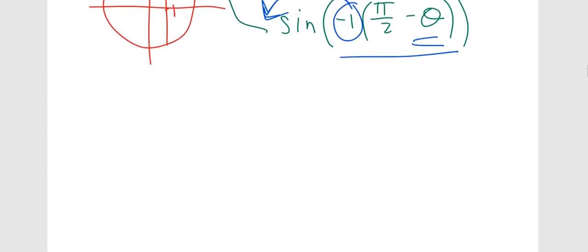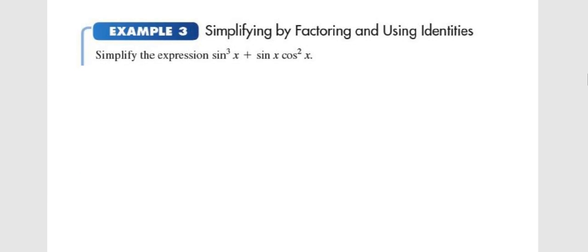All right, next. Example 3. Simplifying by factoring and using identities. Okay, so if we want to simplify this expression, there are a few things that we really need to pay attention to. When you're trying to simplify these things, do we have any denominators that we have to make common denominators? Is that true for this problem? No. No denominators that we have to worry about.